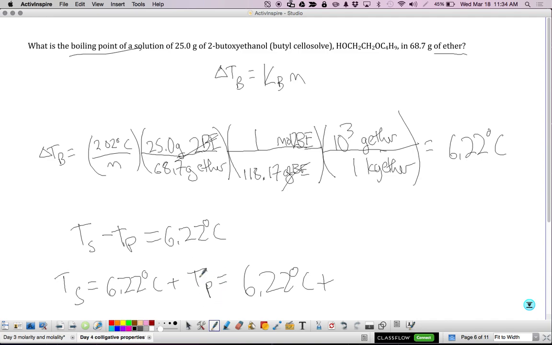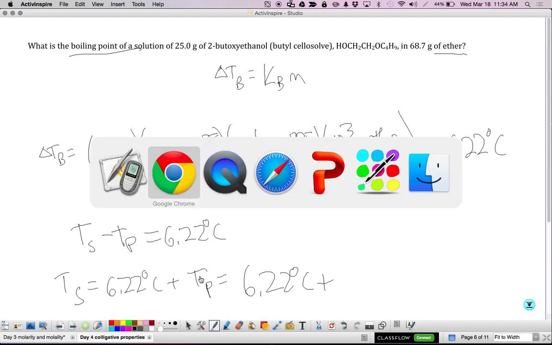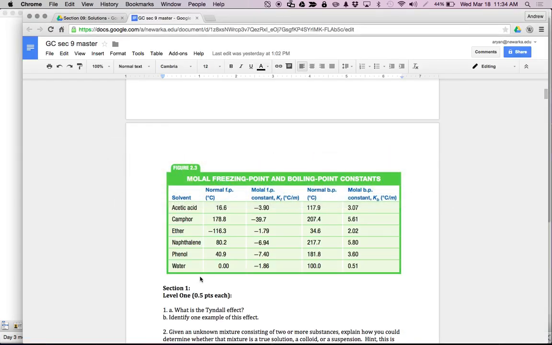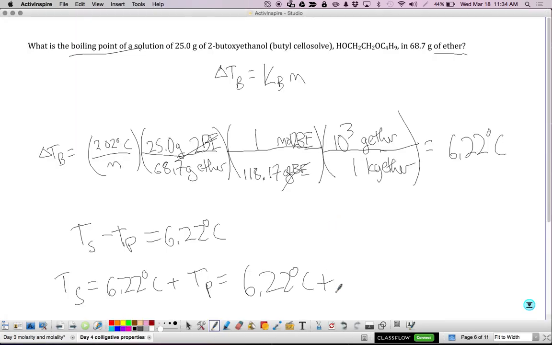which is not 100 degrees. It is not 100 degrees. It is not water. Keep that in mind, please. Get these problems right. The boiling point for ether is 34.6 degrees Celsius. And when I do the math there, I get 40.8 degrees Celsius. Done.